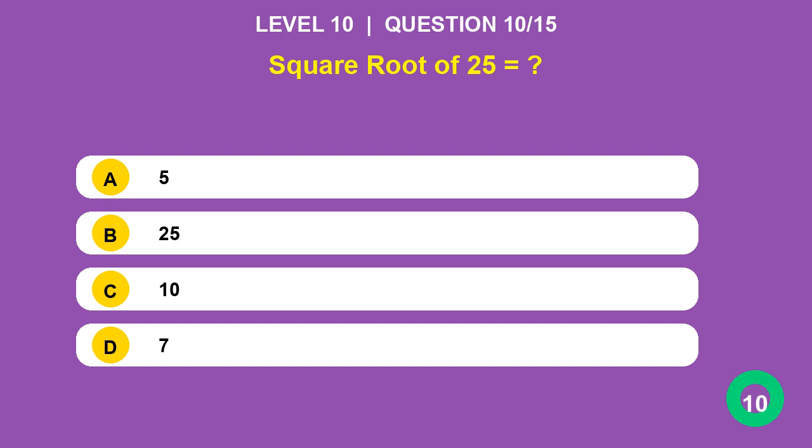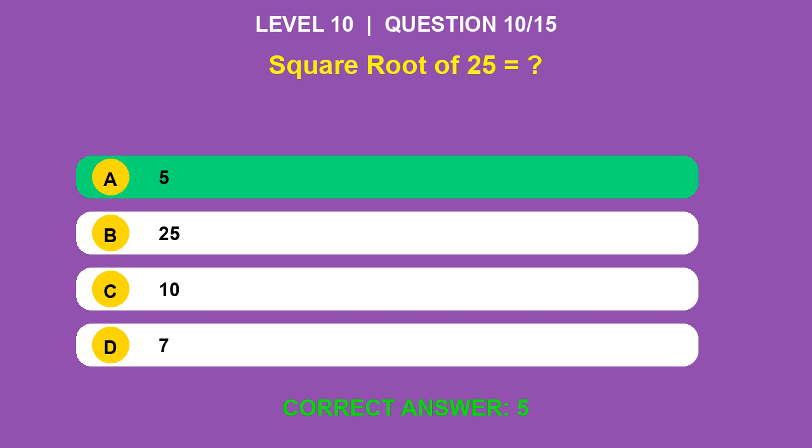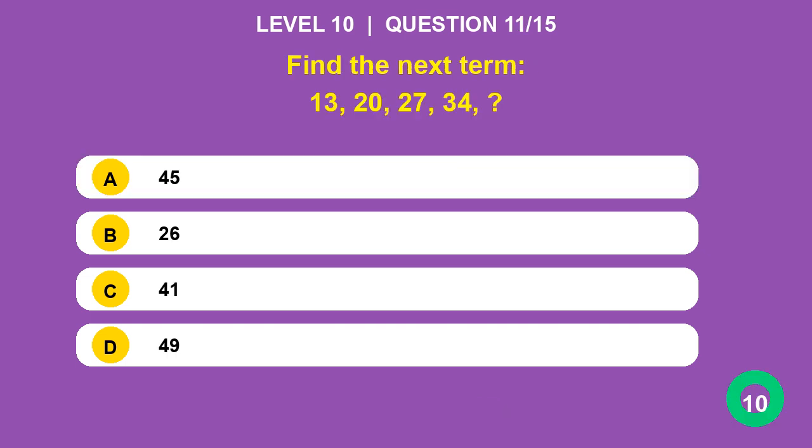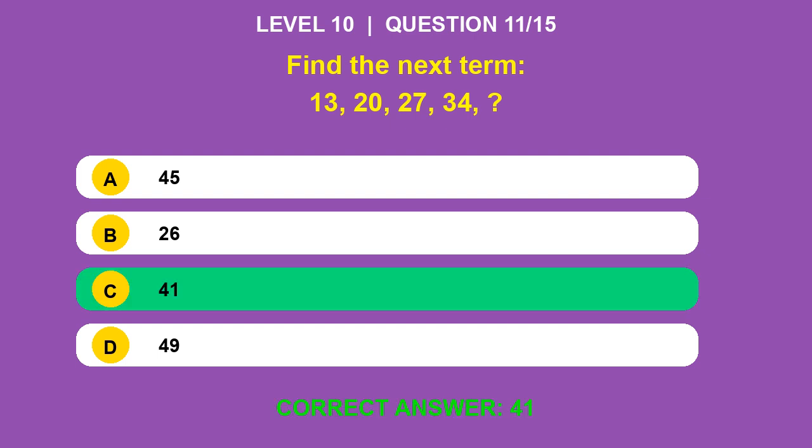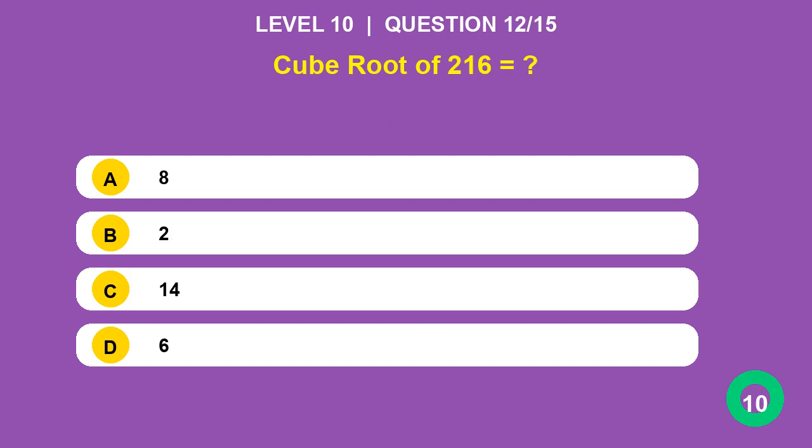Square root of 25 equals? Answer is 5. Find the next term. 13, 20, 27, 34? Answer is 41. Cube root of 216 equals?